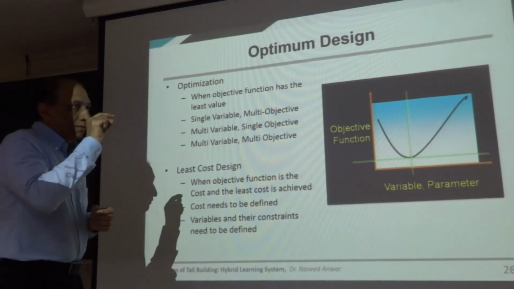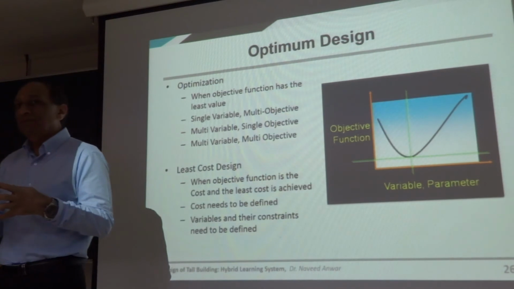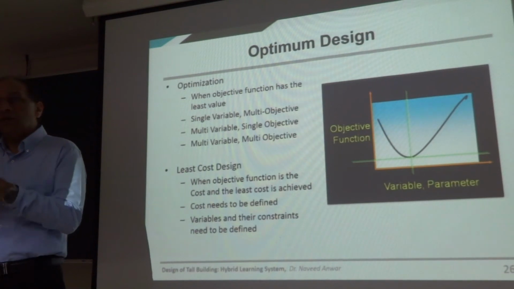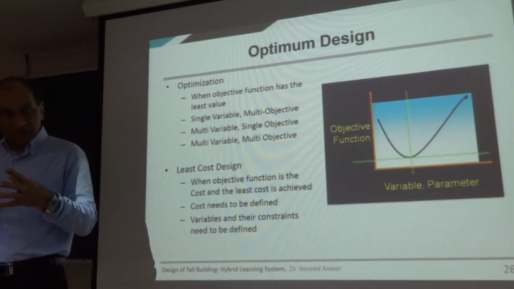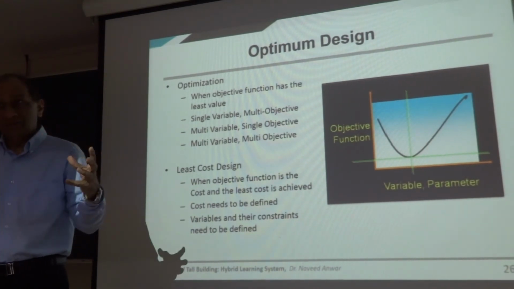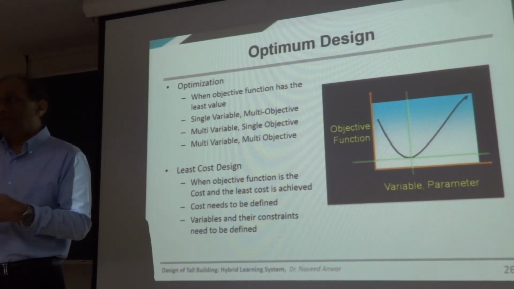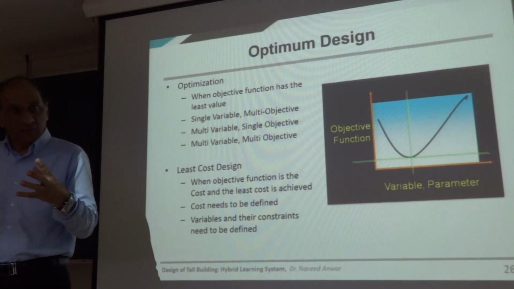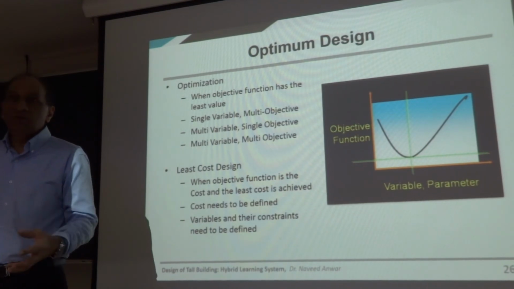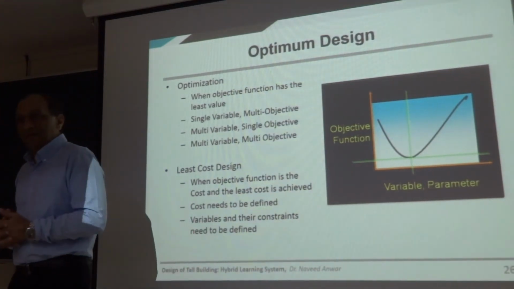So a solution which is optimum for one member is not optimum for a set of members. And a solution which is optimum for a set of members is not optimum for the whole building construction. And a solution which is optimum for the whole building construction may not be optimum for the whole system, which includes other things also. And a solution which is most economic may not be optimum for the long-term maintenance of the building, right? So there is no single optimal solution that will optimize everything.